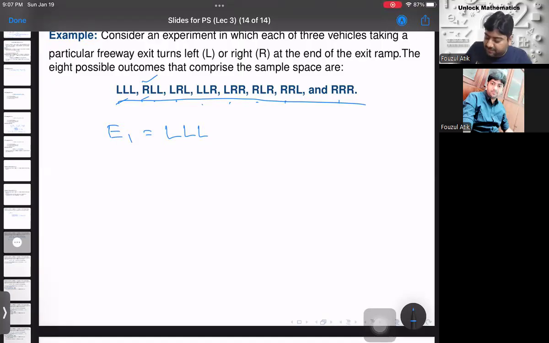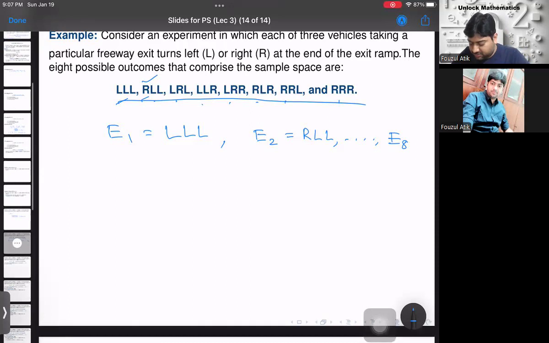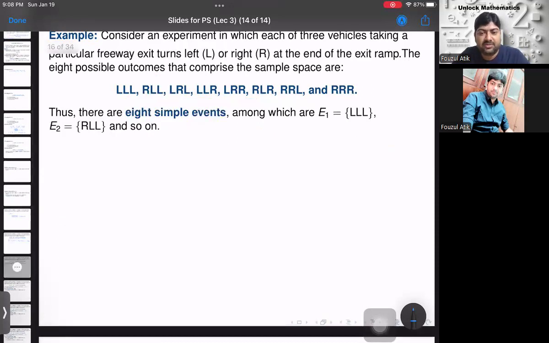What is that event where the first car went in the right direction and the other 2 went left? So it is the event E2, and it is RLL, and so on. In this way we have 8 simple events. Clear? So as we discussed, there are 8 simple events which are E1, E2 and so on up to E8. Now try to get some compound event.